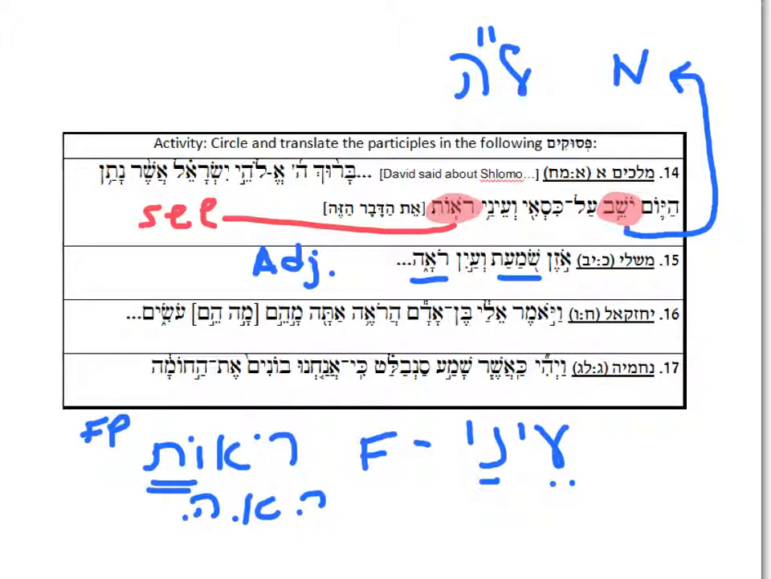Okay, so David is thanking Hashem that he has a successor to his throne. So blessed is God, God of Israel, that he gave today someone to sit on my throne, and my eyes see this thing. Okay, let's look at number 15.